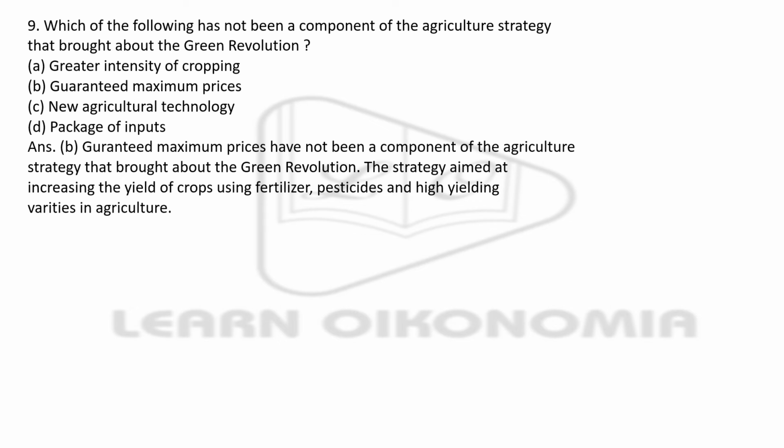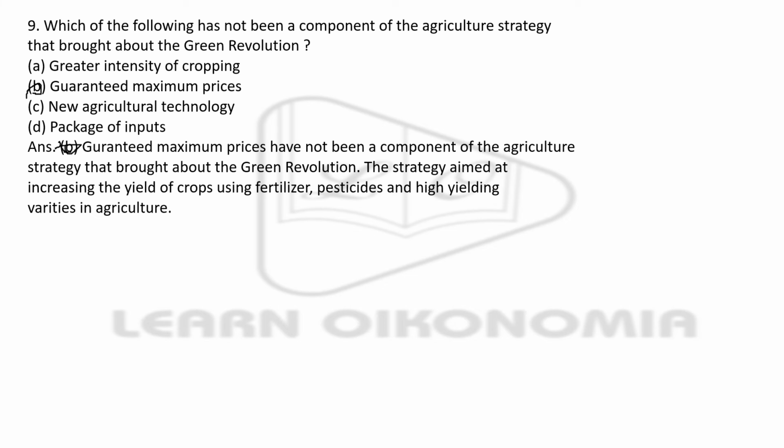Here, guaranteed maximum prices were in none of the components of the green revolution. In no area with respect to green revolution is a guaranteed maximum price given. That means it was not dealt with in the green revolution. Intensity of cropping, agricultural technology, inputs, all these things were there, but nothing of guaranteed maximum prices. So the right option is option B.